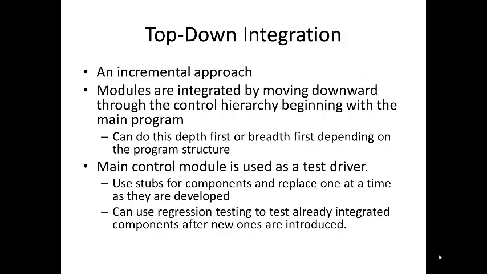One is top-down integration. Basically, this is an incremental approach. The modules are integrated by moving downward through the control hierarchy. So you start with the main program and then tack on the sub-programs that you need. And you can do this depth first or breadth first depending on the program structure and how you want to proceed. So the main control module is used as the test driver, and then you have stubs for the individual components until you actually develop those components. And one nice thing is you can use regression testing to test the already integrated components after they're introduced.